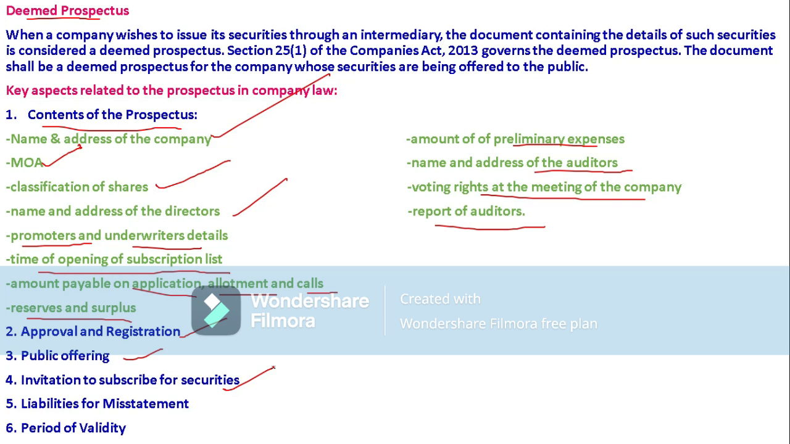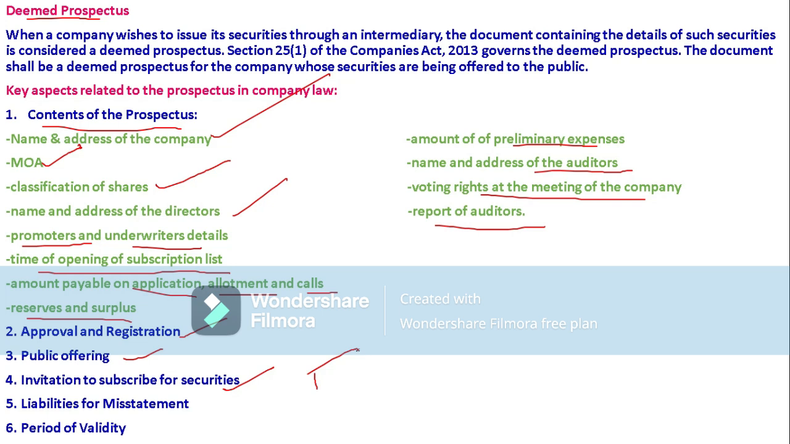Okay, why are they going for a public offering? To sell their securities. They are giving an invitation through the prospectus. So the prospectus serves as an invitation to the public to subscribe for or to purchase the securities offered by the company. It is a legal requirement to provide a prospectus when offering securities to the public, to ensure transparency and protection of investors.